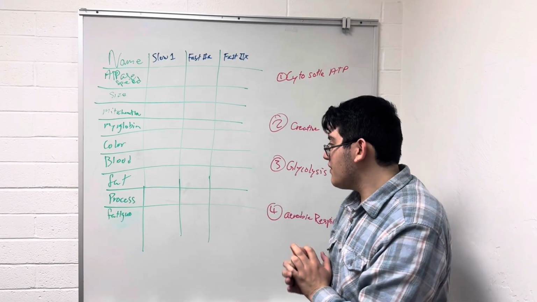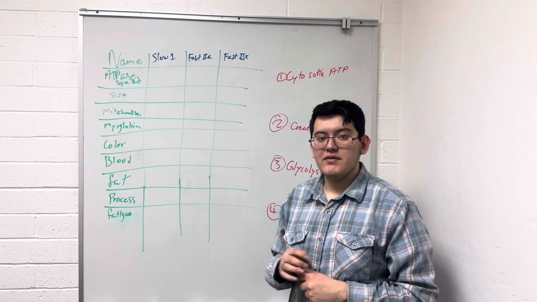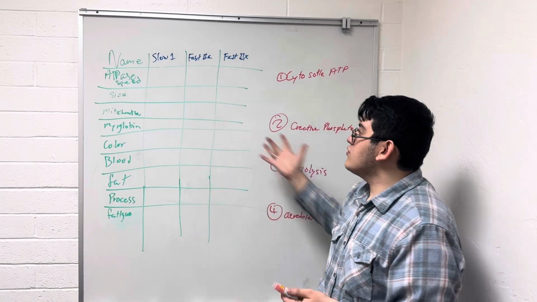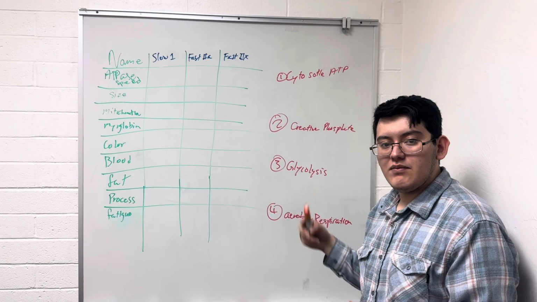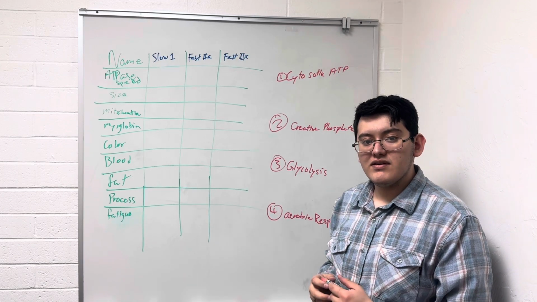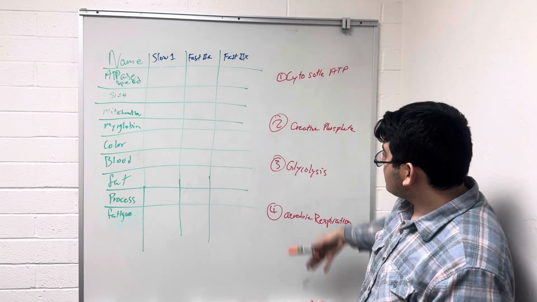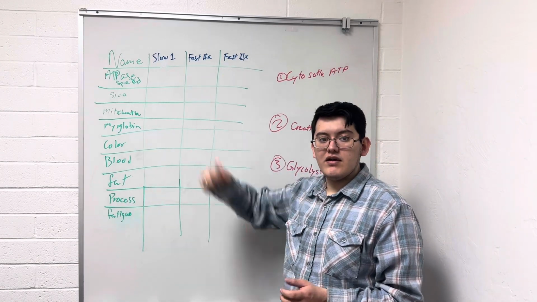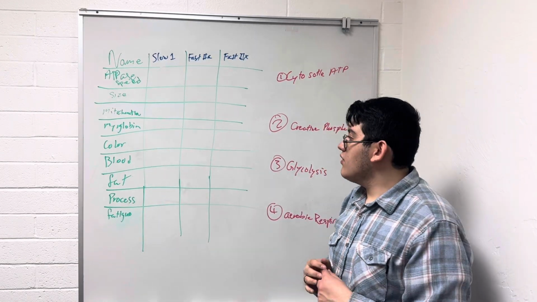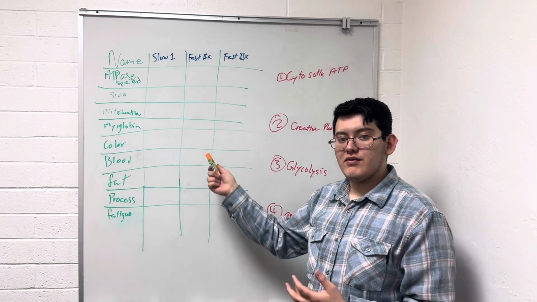Cool, here we go. Well, today we're going to talk a little bit about two charts that we have here about muscle types and ATP utilization types. We have four ATP utilization types, and then we have three different types of muscles. Let's begin with muscle types.